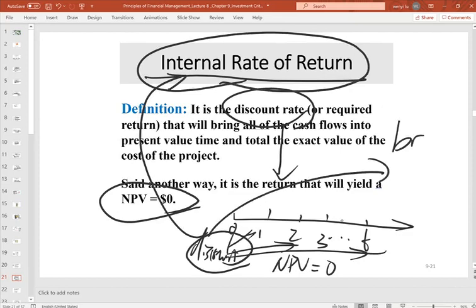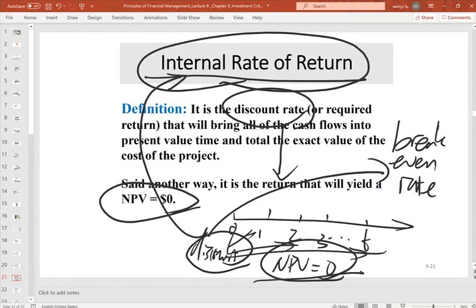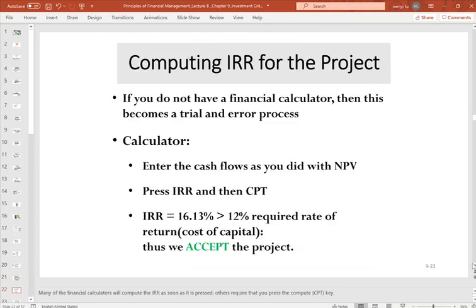This is our break-even rate. There's no actual loss or actual gain if you take this project, so our NPV equals 0. That's the internal rate of return. How to solve it? If you don't have financial calculators, it will be a very tedious process, including trial and error and many iterations. Finally, maybe you can solve it or not. So it's not good.